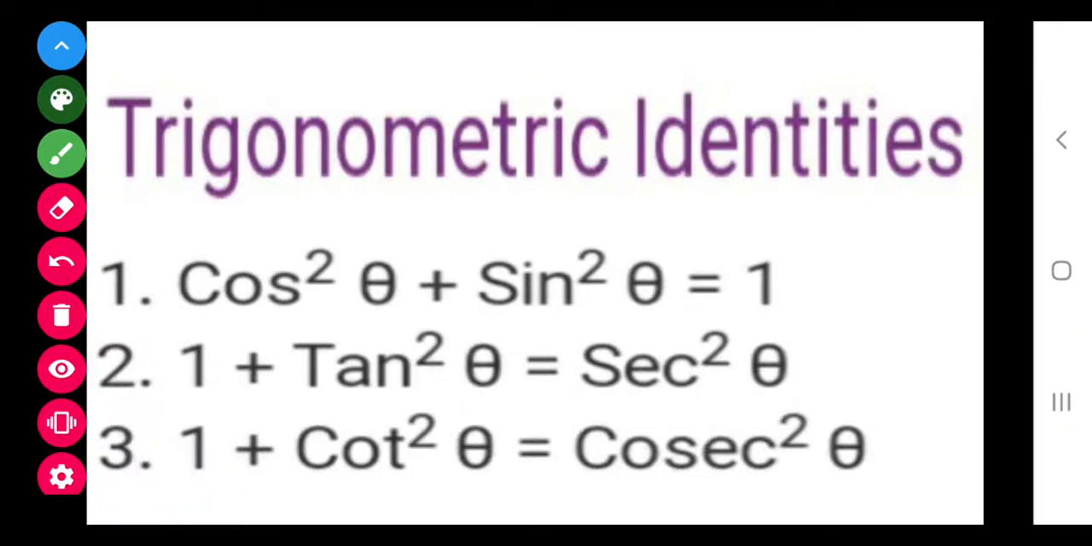Class, today we are going to start with your next exercise, that is 8.4. In this exercise, we are going to use whatever we have done in previous exercises as well as the identities we are going to learn.